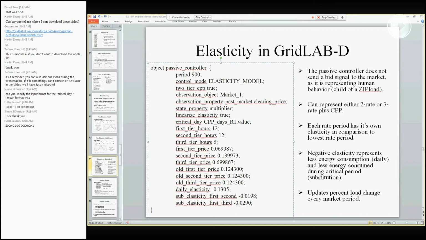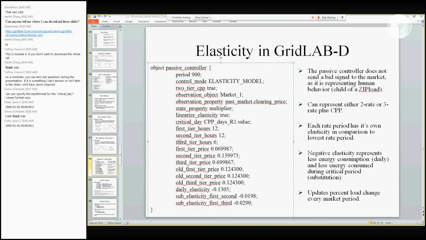And again, that's just the way that the market or this controller knows that it's coming up to a critical peak price day, so that it can capture the pre-critical price period type of information and response. So again, this is setting up the tier both in terms of hours and price. Notice that this is a 2-tier time of use plus critical peak price. So the first 2 tiers represent time of use. The third tier represents the critical peak price.